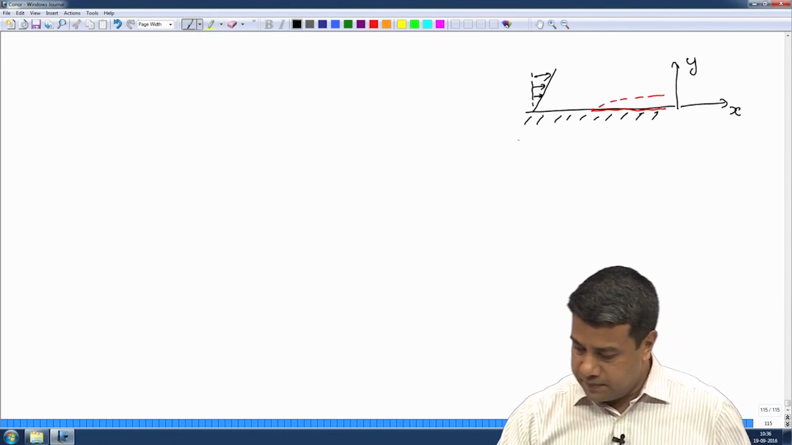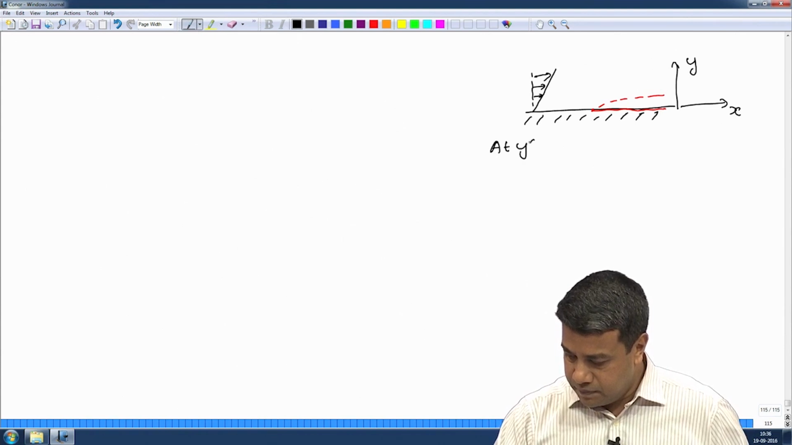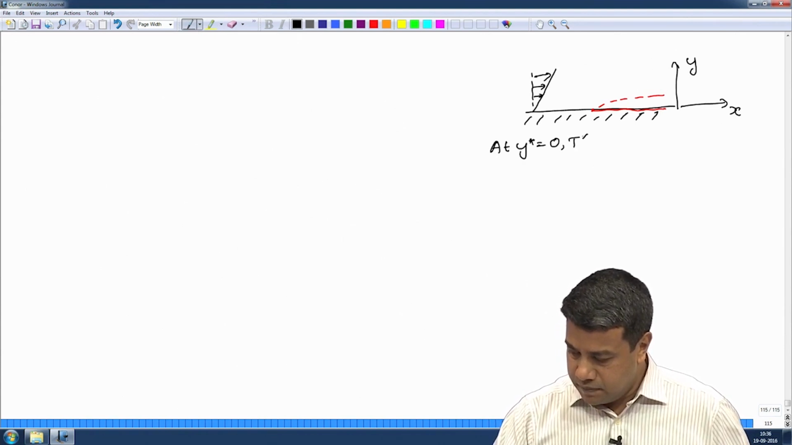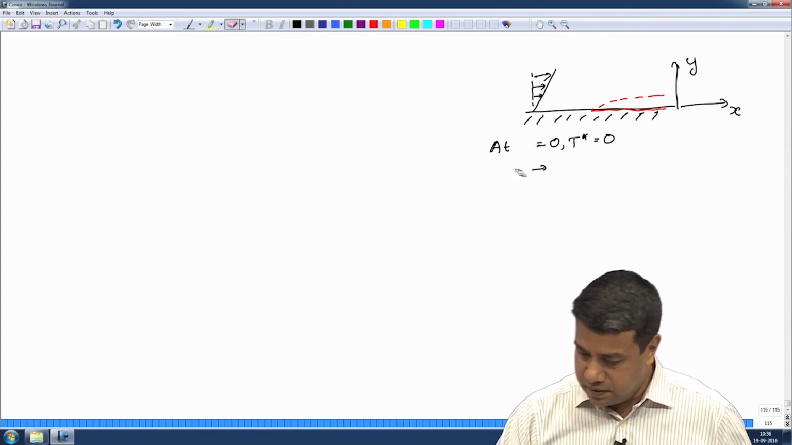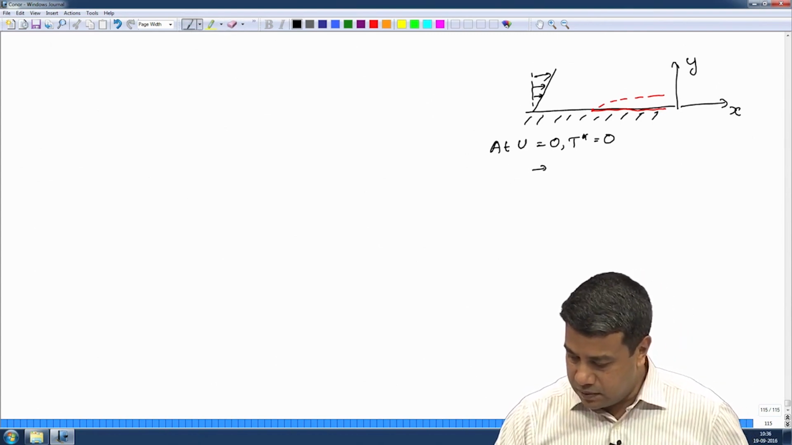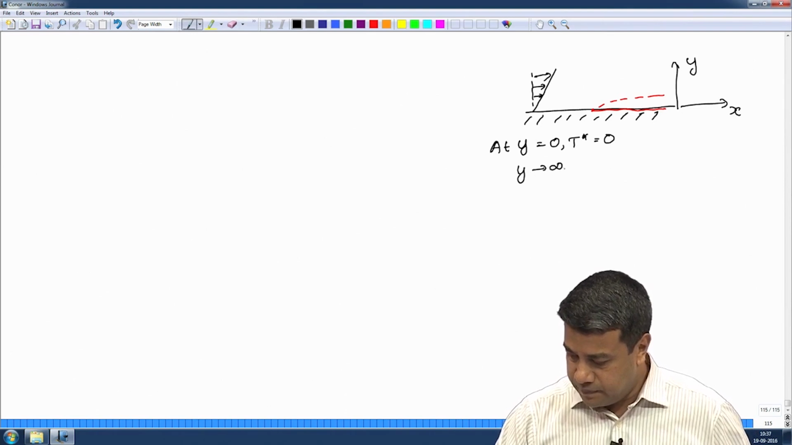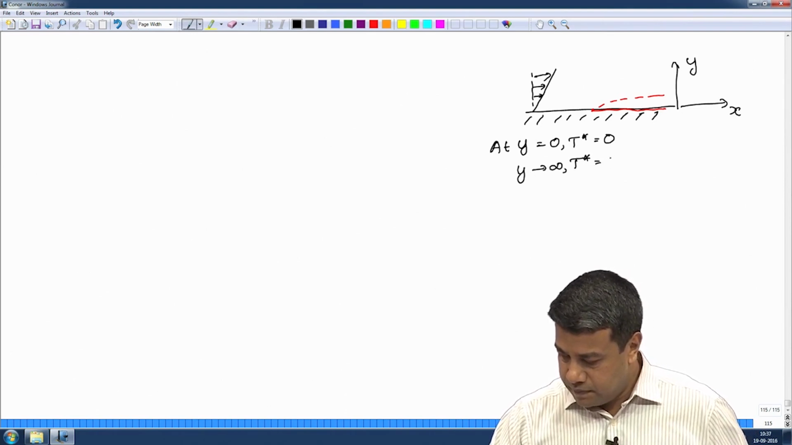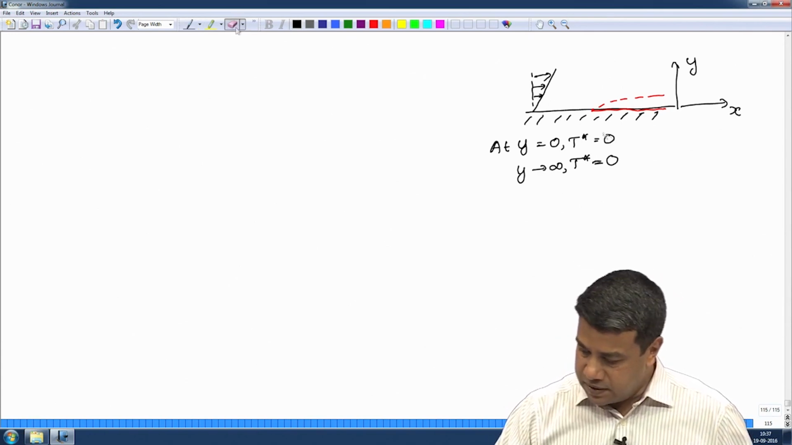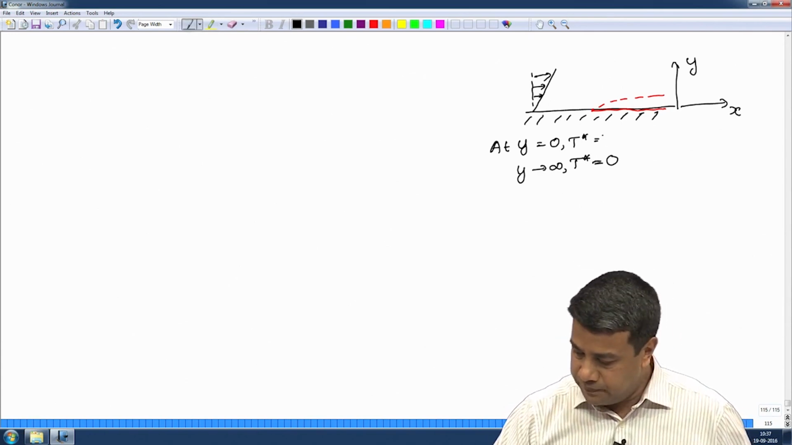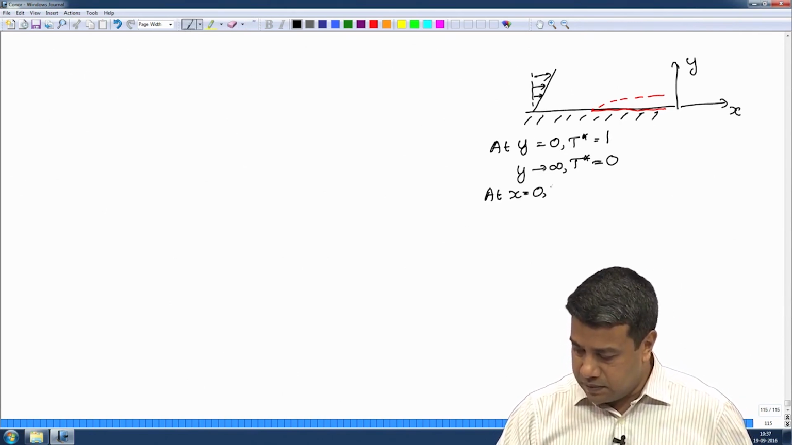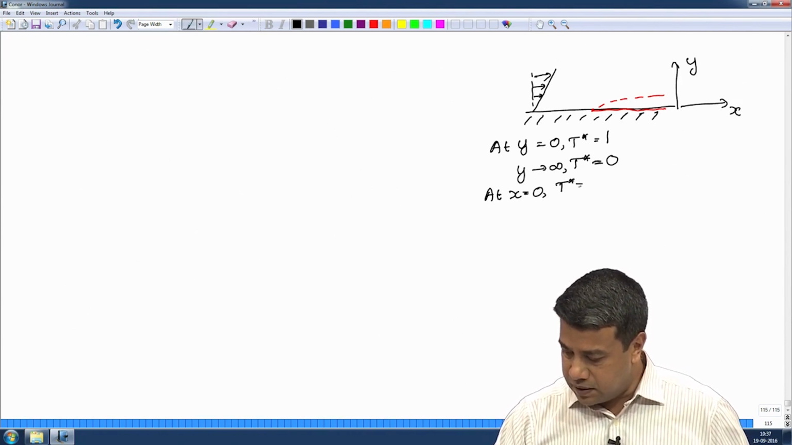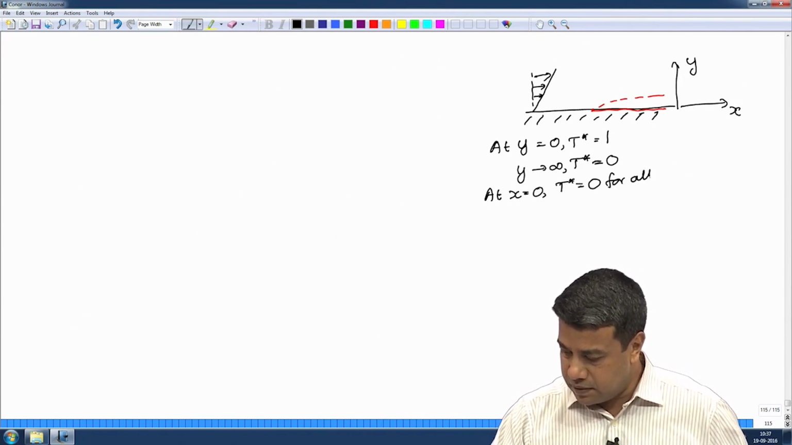And the boundary conditions. Let me just write it in dimensional form for the present. I will just tell you why I am doing that. At the surface itself, T star has to be 1, I am sorry. And then at x is equal to 0, T star is equal to 0 for all y.